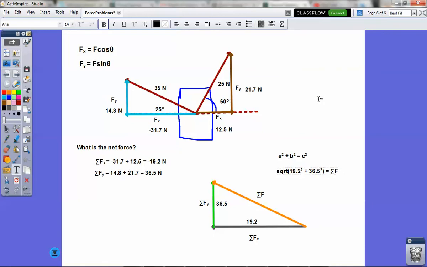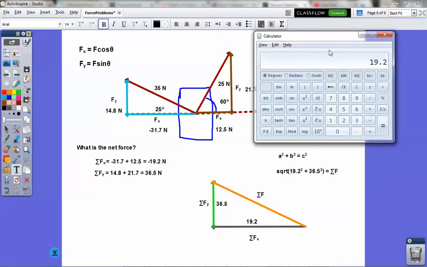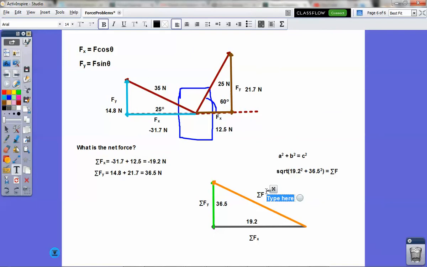Okay, so let's get the calculator out. Now the question here: will the net force be greater than or less than 36.5? My student said it would be greater than, and my student is correct, because when we take the square root of this, we should get a value that is greater than the other two vectors. So 41.2 is the net force. The magnitude of the net force is 41.2 newtons.